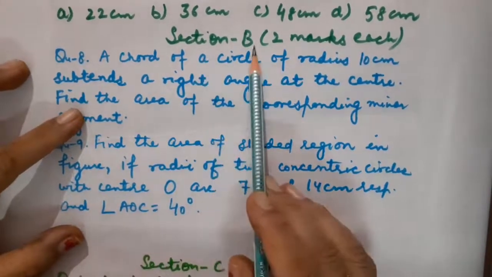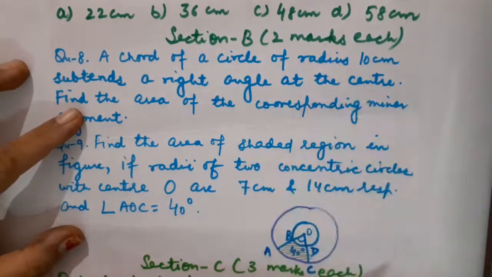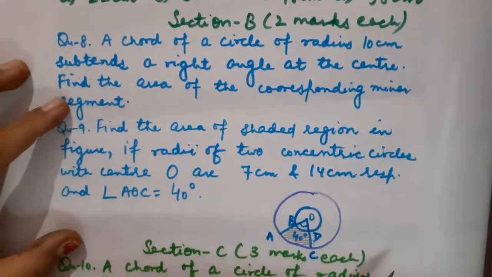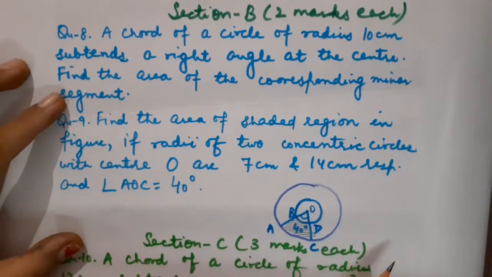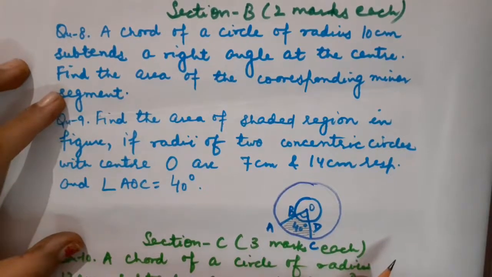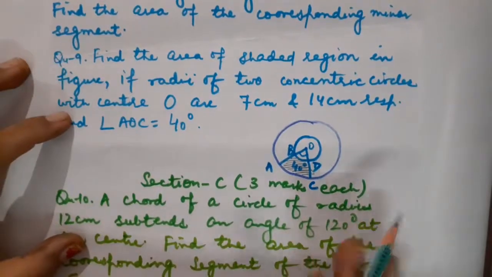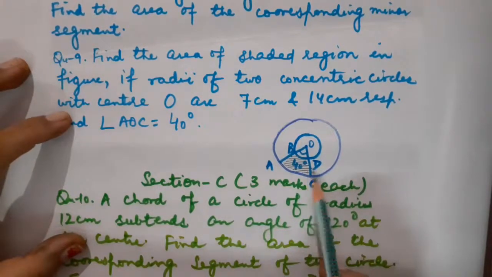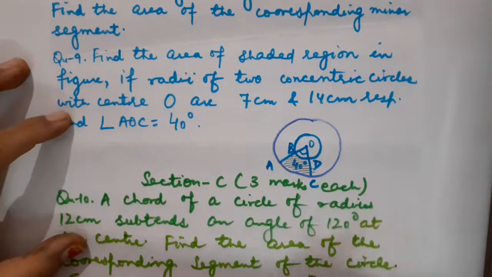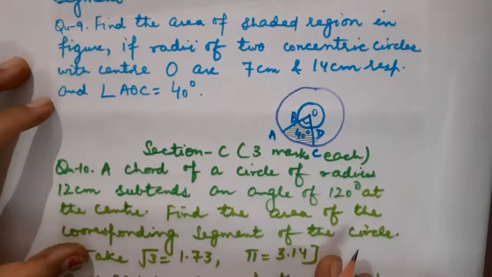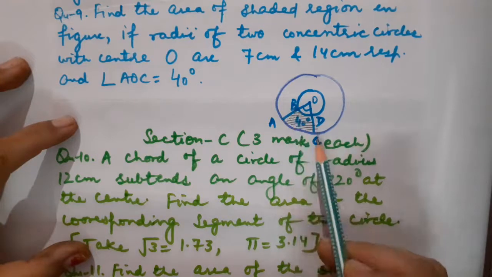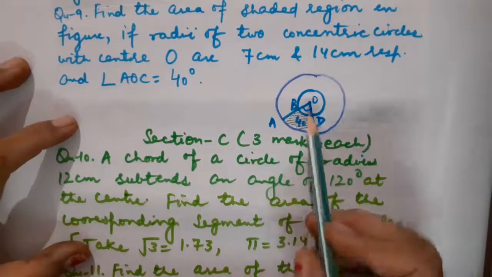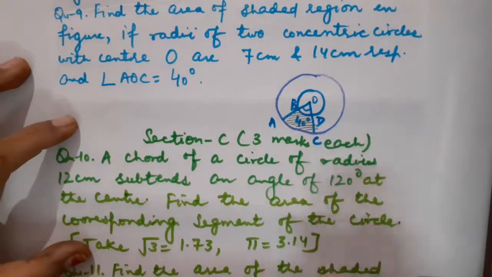Now children, section B is going to start, 2 marks each. This is the diagram of question number 9. You are supposed to calculate the area of the shaded region. You can see A, B, D, C is the shaded region and the central angle is 40 degrees.